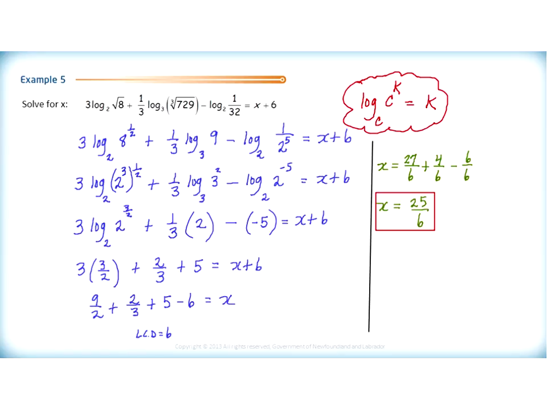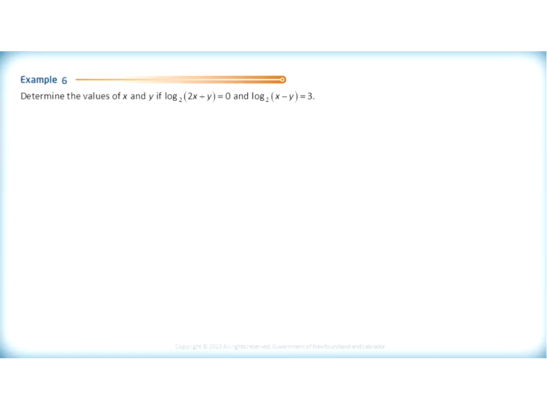So here we are using the properties of logs throughout several terms in a logarithmic equation. And finally, we have another example where we are asked to determine the values of x and y if the log of 2x plus y to base 2 is equal to 0 and the log of x minus y to base 2 is equal to 3. What we need to do in order to find the values of x and y is to take each of these expressions and convert them to exponential form.